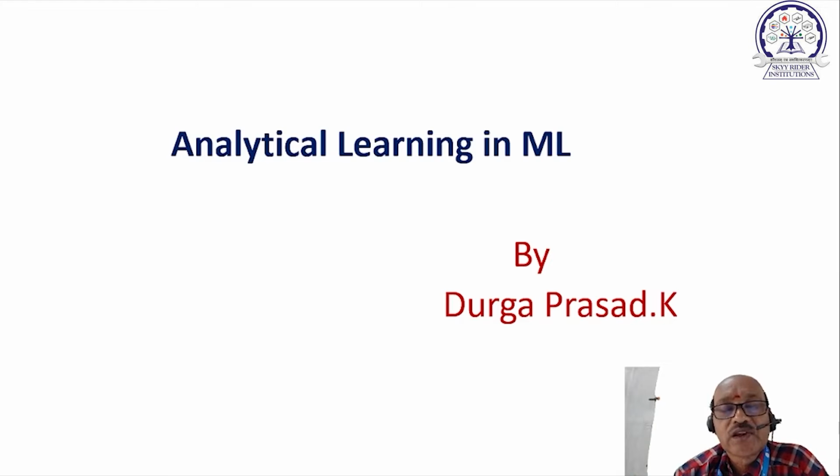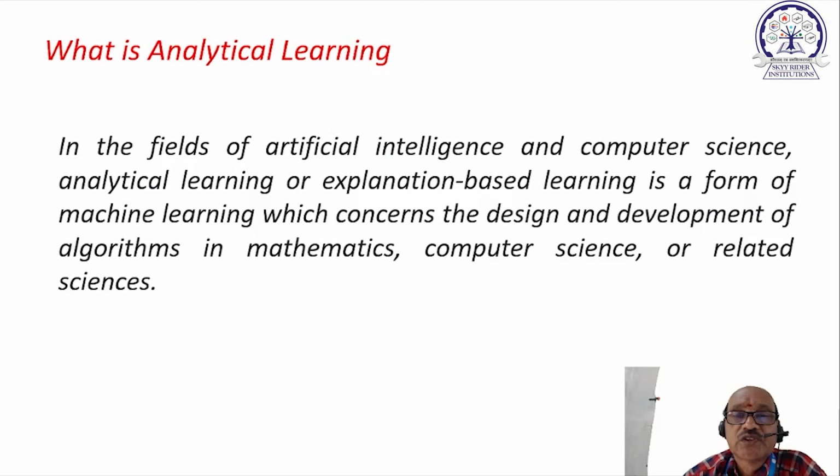The analytical learning process was earlier EBL, explanation based learning. Now it comes under EBG, explanation based generalized. So what is the difference between these two? There are a lot of differences between the algorithms as well as the numerical concepts.